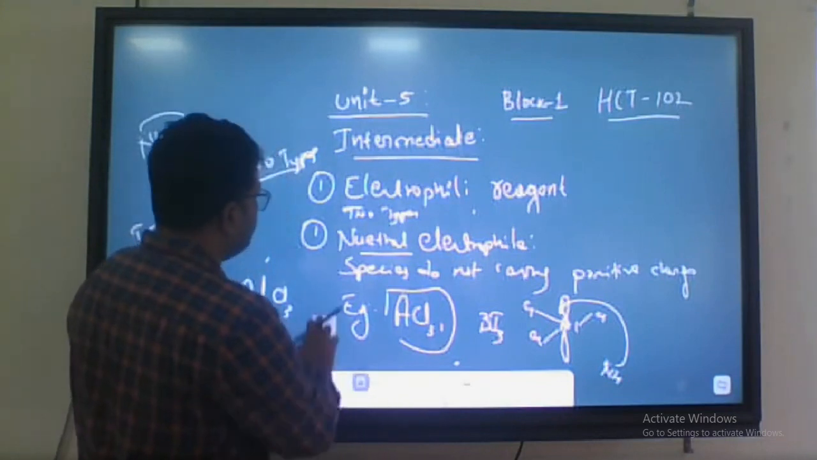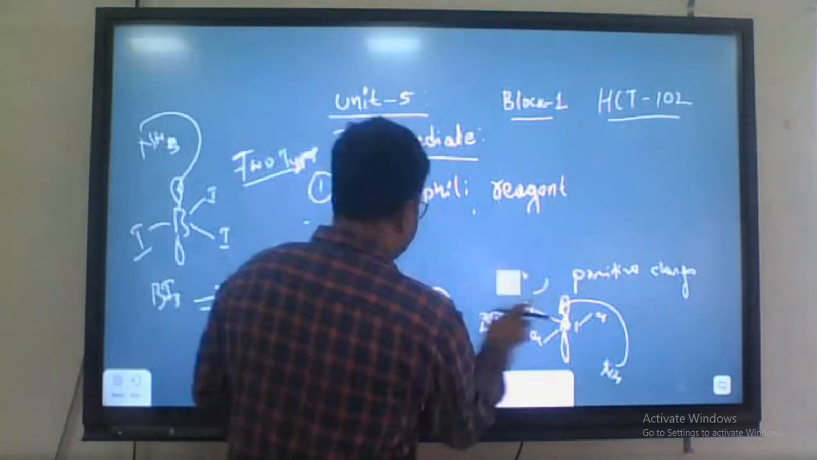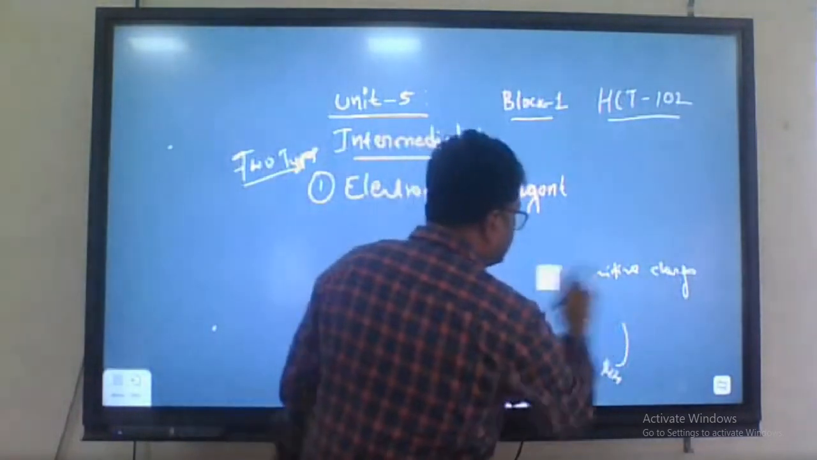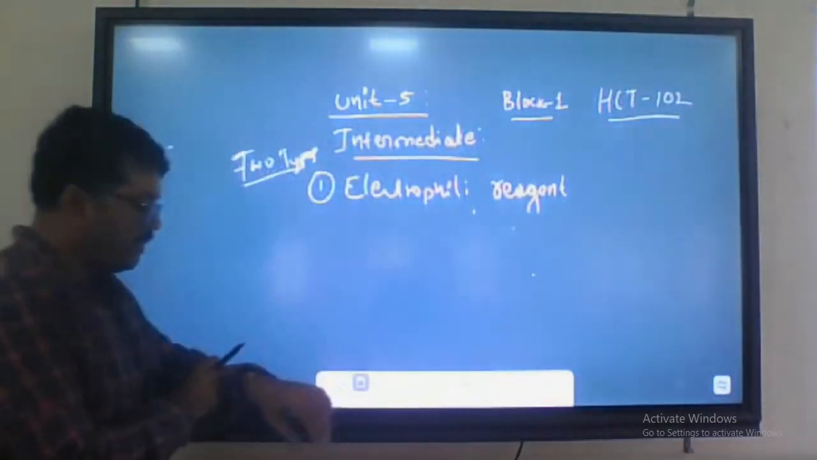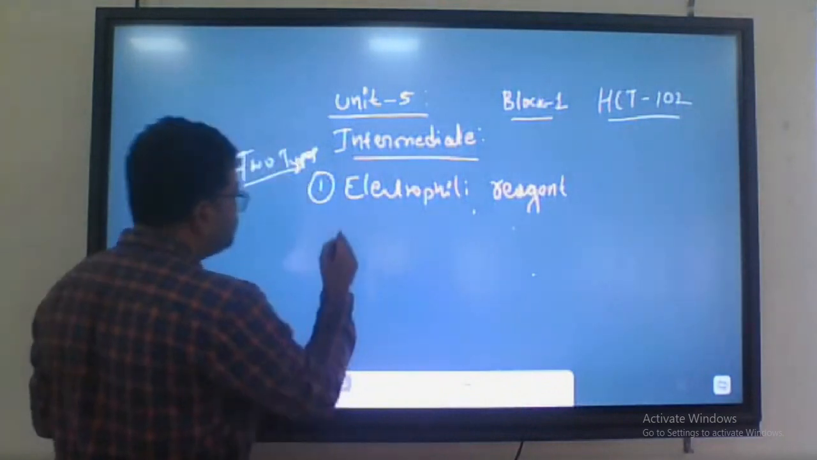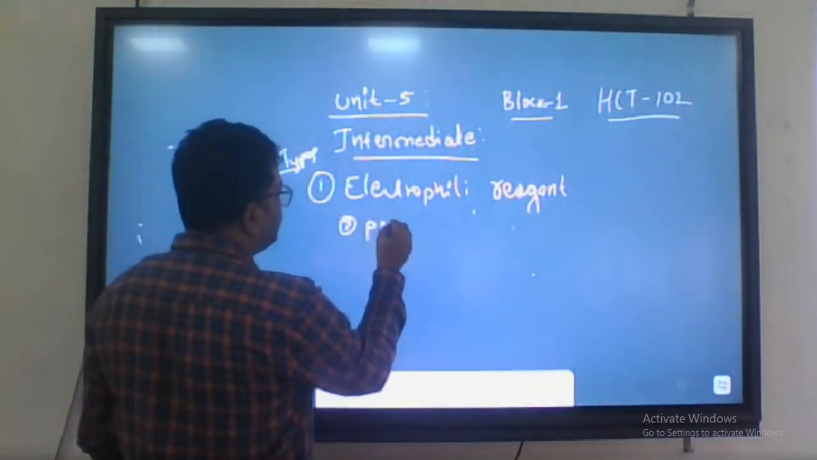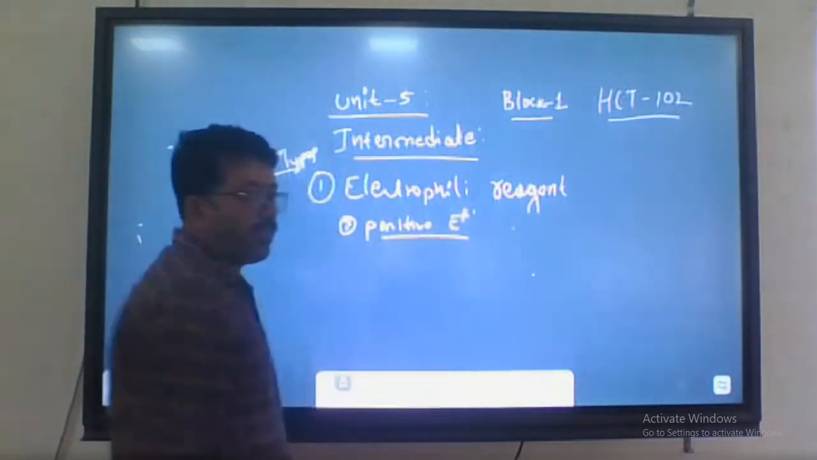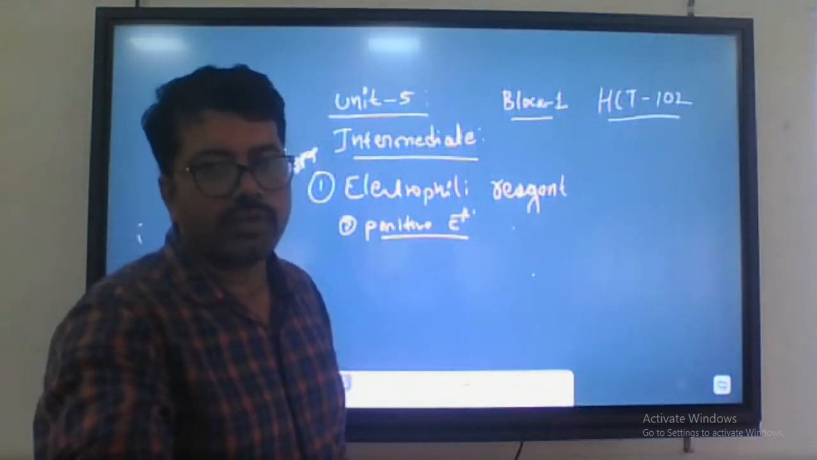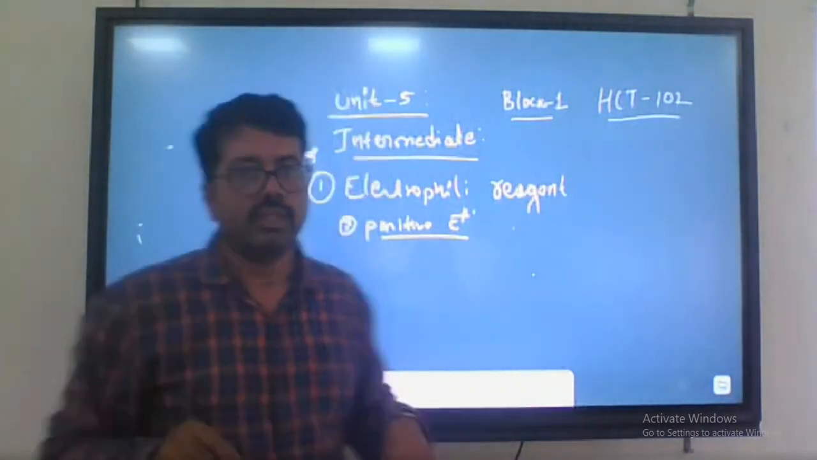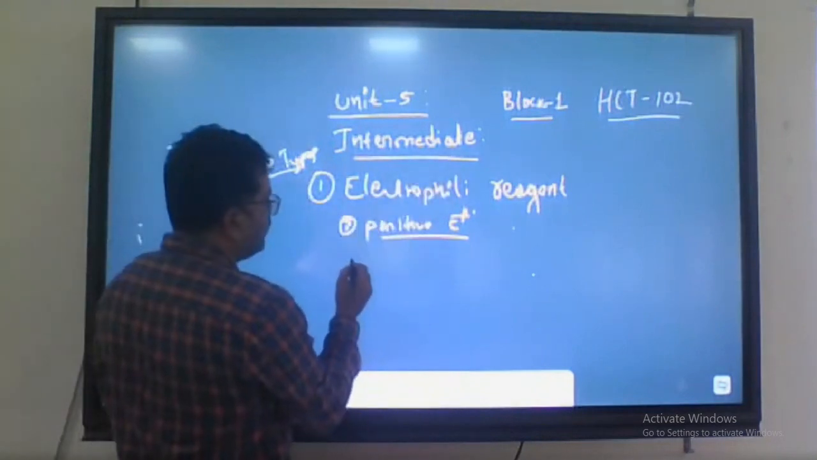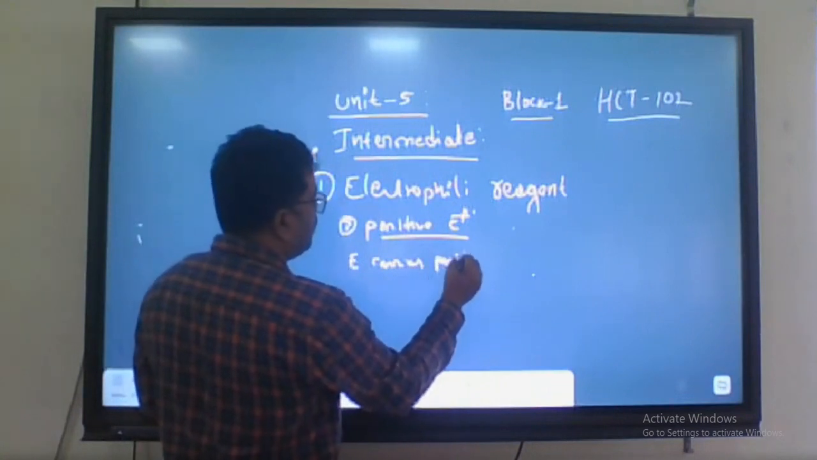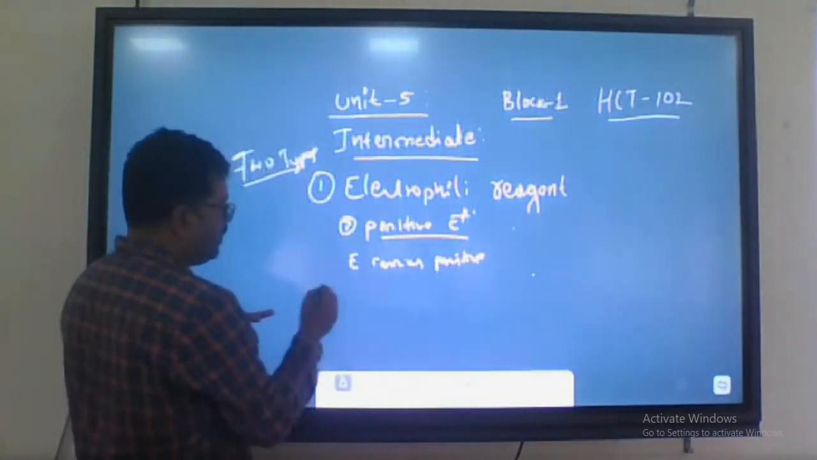So the second type is the positive electrophile. It carries a positive charge, so it is called a positive electrophile. For example, a carbocation.